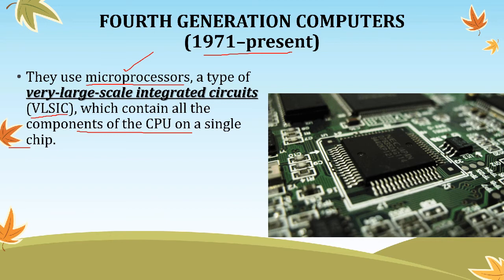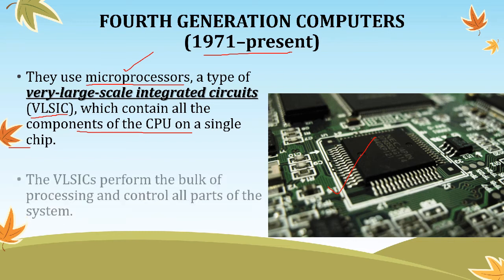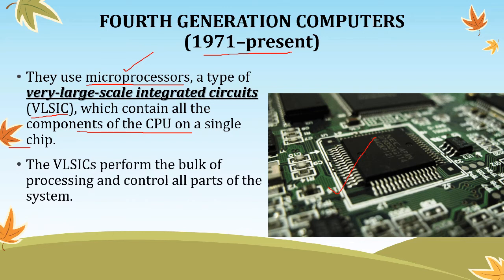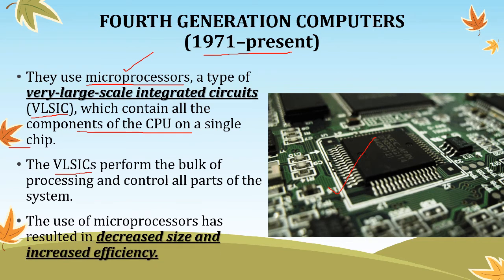That single chip is called microprocessor. So see this. This is the structure of a microprocessor. It performs all the functions of a CPU. See, this very large scale integrated circuits perform bulk of processing and control all the parts of the system. Like CPU, this VLSI chips will control all the parts of the system. And the use of microprocessors has resulted in decreased size and increased efficiency.